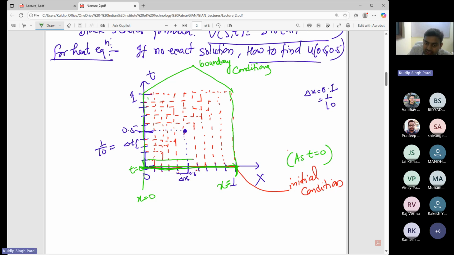We need to find the solution at these points. 1, 2, 3, 4, 5, 6, 7, 8, 9. Then this point. Please try to understand. I'll explain crystal clearly. Please wait, right? So at these points, we will find the solution. So what is this point? This is technically u(0.1, 0.1). Is it clear to each and every one?